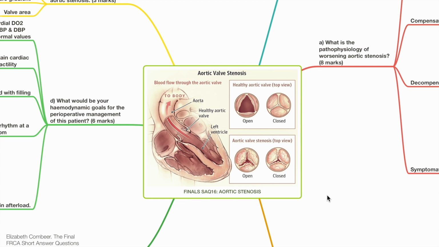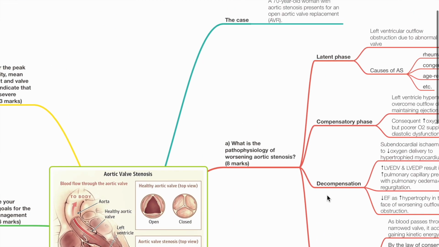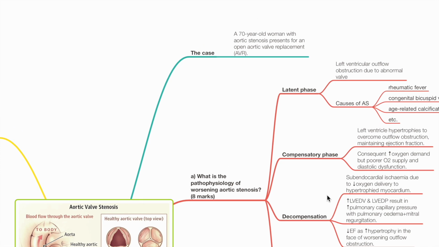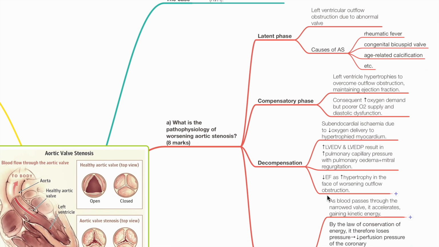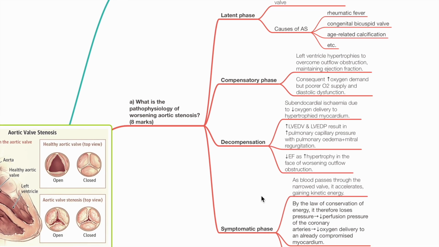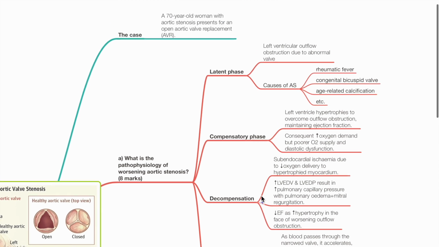Finals SAQ16, Aortic Stenosis. The case: a 70-year-old woman with aortic stenosis presents for an open aortic valve replacement. A. What is the pathophysiology of worsening aortic stenosis? This includes the latent phase, compensatory phase, decompensation, and symptomatic phase.